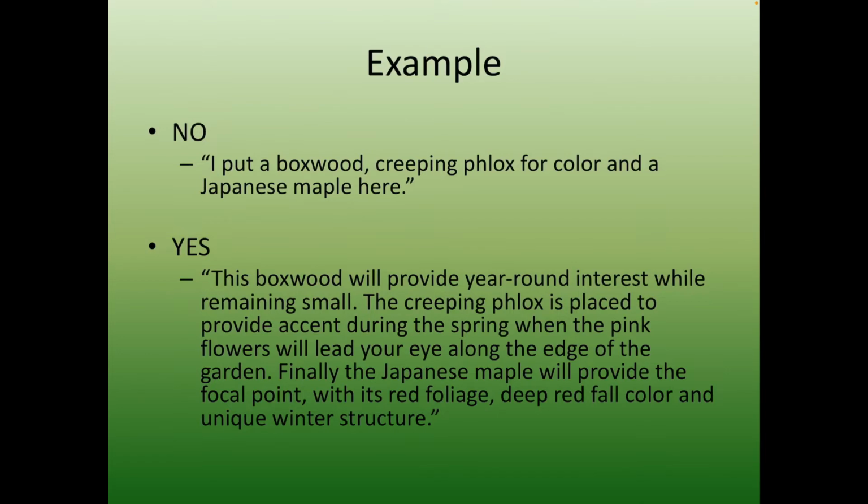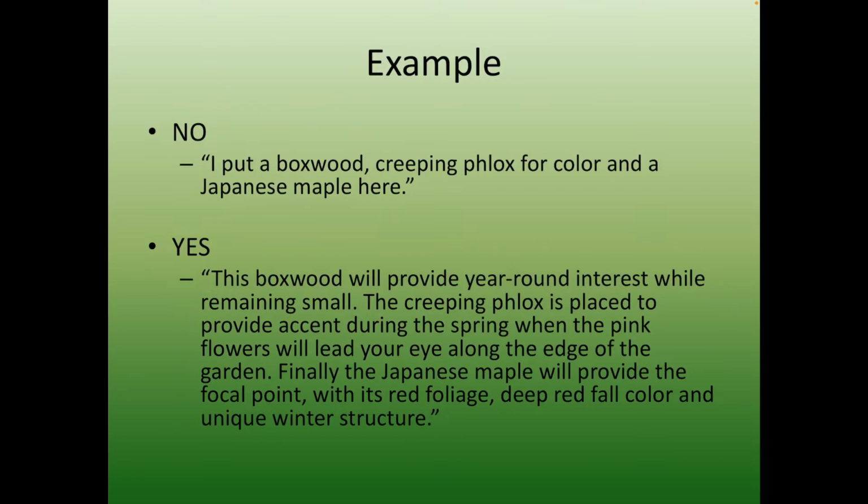So what we don't want to do is simply say, I put a boxwood here, some creeping phlox for color, and a Japanese maple over there. Here's a different way you can phrase that. This boxwood provides year-round interest while remaining small. The creeping phlox is placed to provide an accent during the spring when the pink flowers will lead your eye along the edge of the garden.